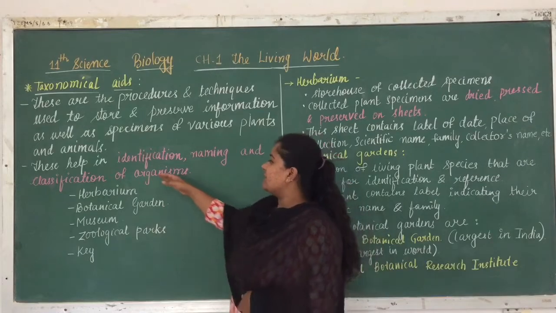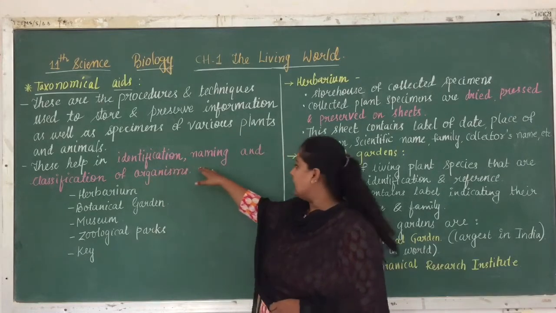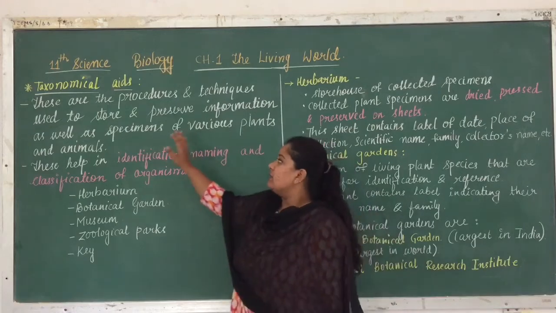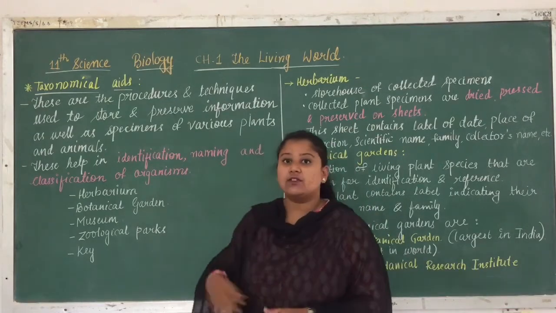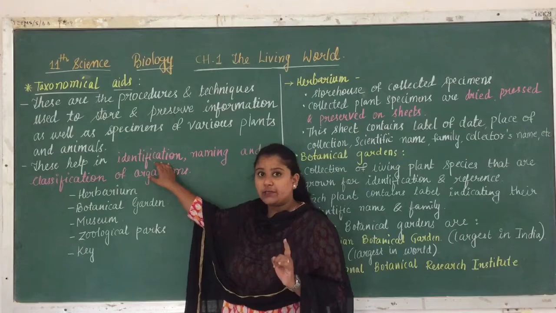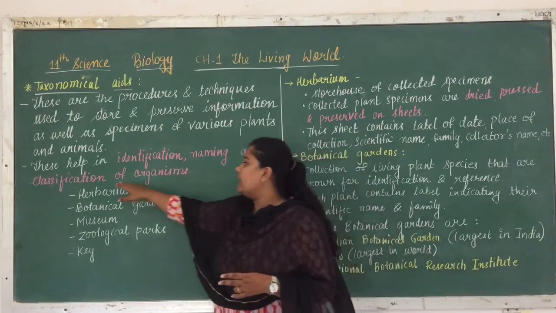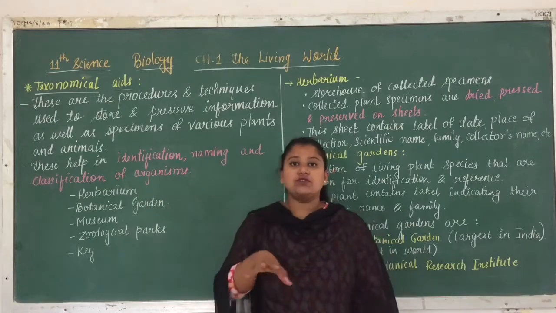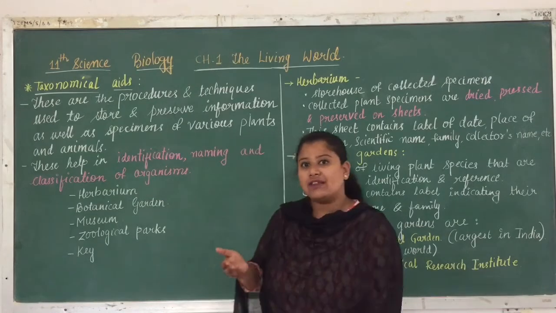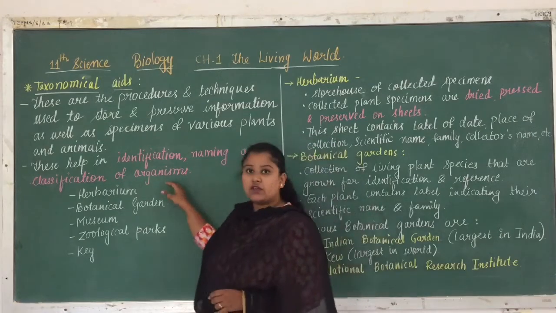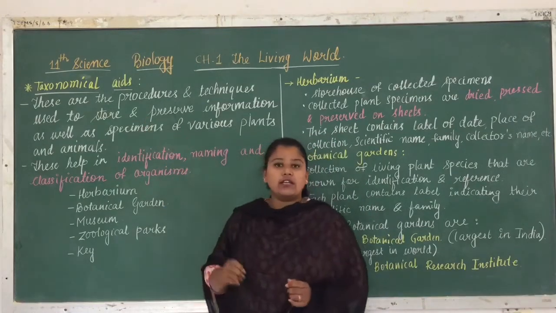The next is this helps in identification, naming and classification of organisms. That means this taxonomical aids is useful for identifying the particular organism, for naming them, and the third is how the classification of that particular organism is carried out. So to understand the identification, naming and classification, the taxonomical aids are used.